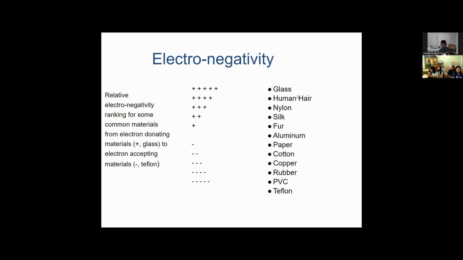Okay, so look at the top. We have glass, human hair, nylon, silk, fur, and then aluminum's right in the middle. Those are the ones that give. The ones that accept and take the electrons from whatever material it is are Teflon, PVC, rubber, cotton, copper, and paper. So they take the electrons.